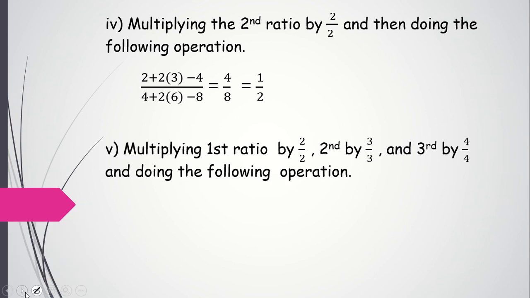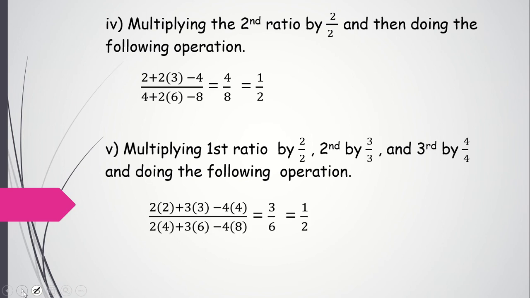And let's see the fifth one. Multiply the first ratio by 2 upon 2, second by 3 upon 3, different numbers. But numerator and denominator has to be multiplied with the same number. You realize that. Okay, first ratio by 2 upon 2, second ratio by 3 upon 3, third ratio by 4 upon 4. And then using the theorem on equal ratio. That means adding the ratios or subtracting the ratios.